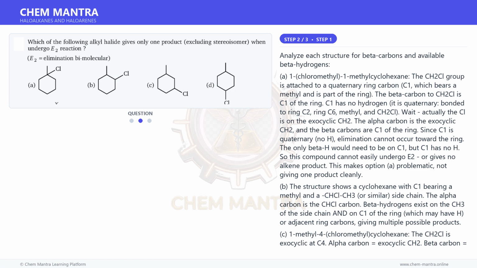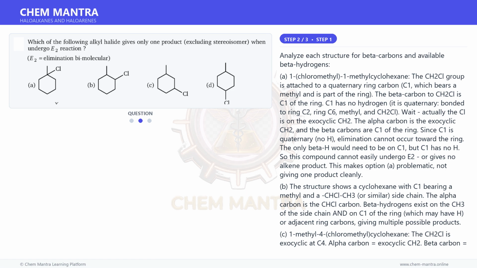C. 1-methyl-4-chloromethylcyclohexane. The CH2Cl is exocyclic at C4. Alpha carbon is the exocyclic CH2. Beta carbon is C4 of the ring. C4 bears H atoms, it has one H if 1,4-disubstituted. But C4's ring neighbors, C3 and C5, are the gamma carbons. Since C4 has H's, elimination gives an exocyclic alkene. However, C4 also has two ring carbons adjacent, and depending on substitution, multiple products could form.